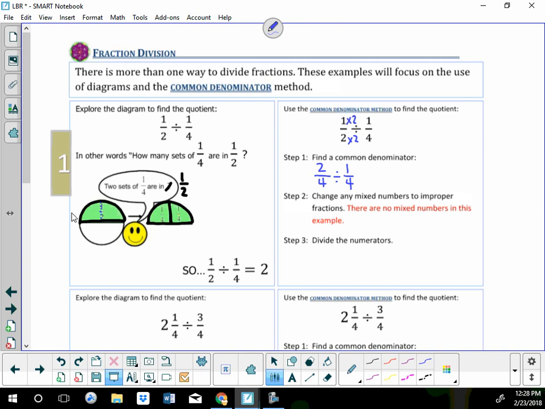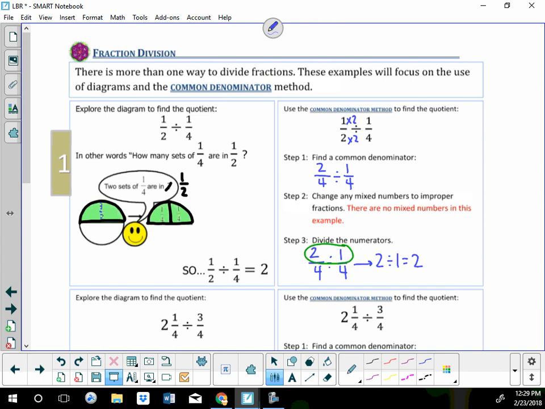My next step is to divide the numerators. So I have 2/4 divided into pieces that are the size of 1/4. Okay? So I'm going to divide my numerators here. And then I have 2 divided by 1 equals 2. Yeah, what question do you have?